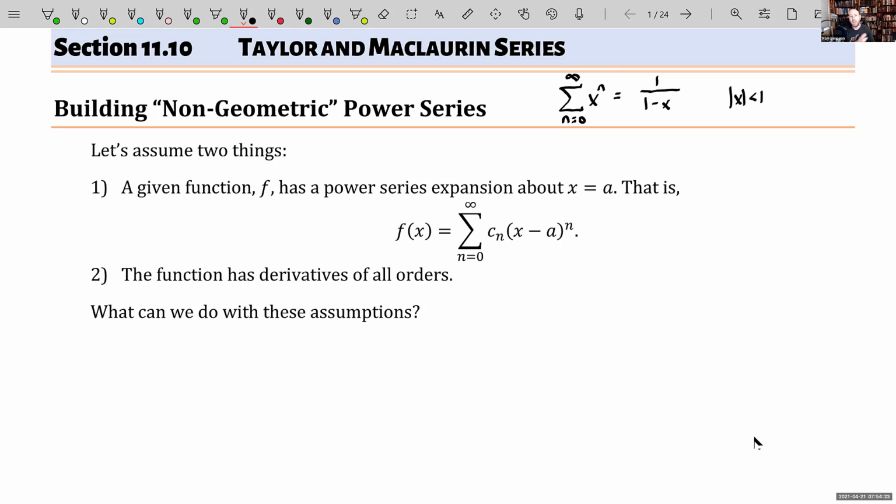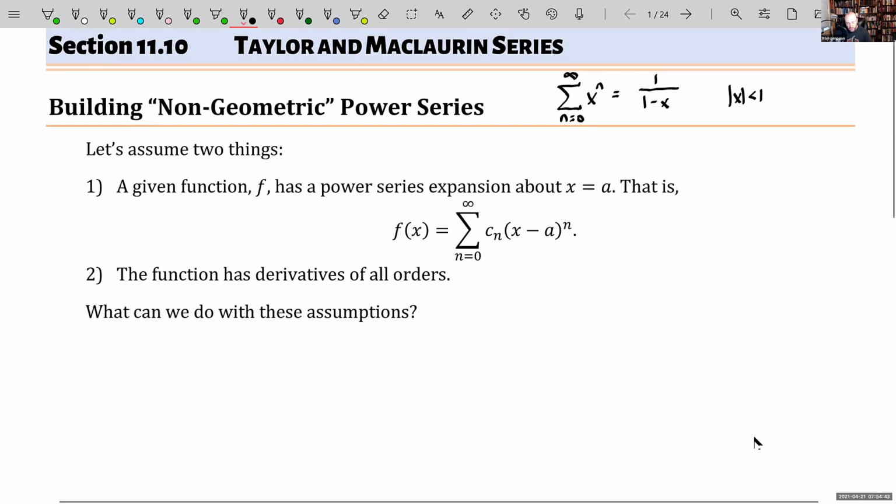All right. So suppose I hand you a function, and suppose that you can find a power series expansion for that function. And that is actually not always true. There are some functions that just don't have power series representations, period. Okay. So that's a heads up right now. Not all functions have power series representations.